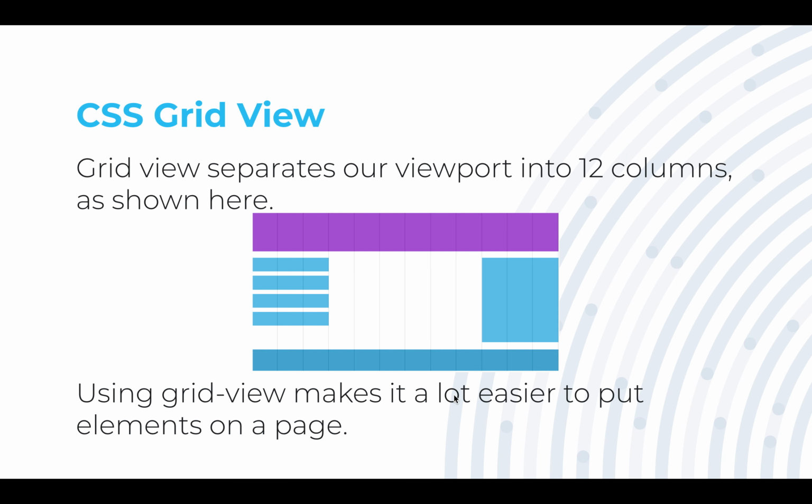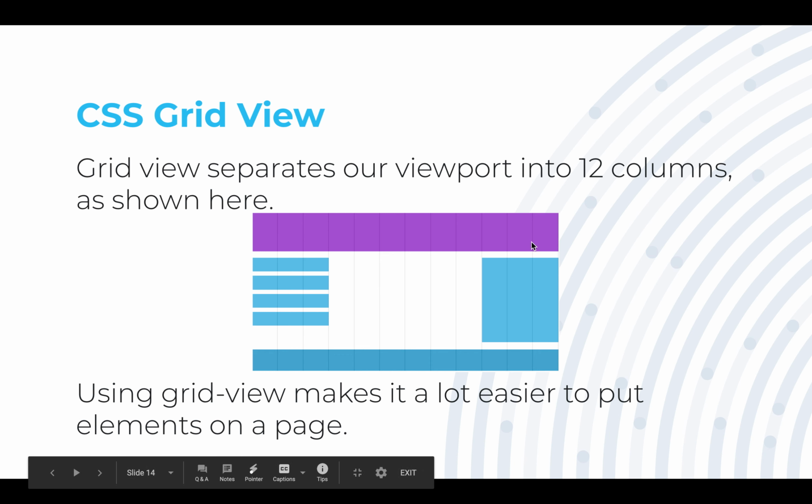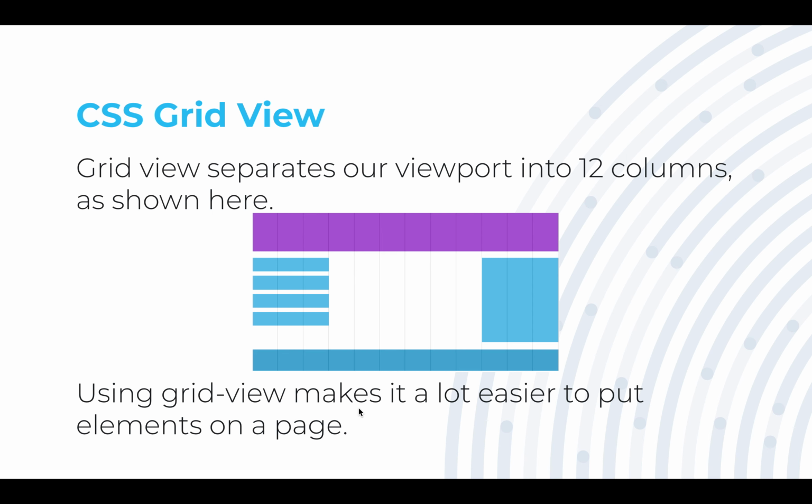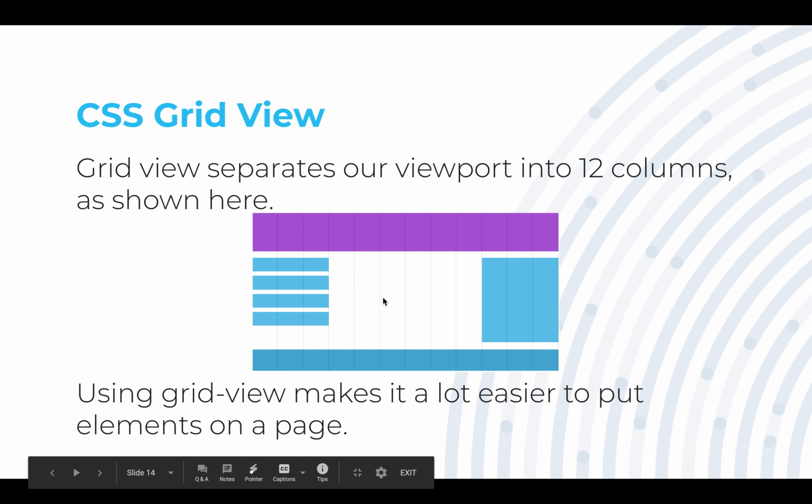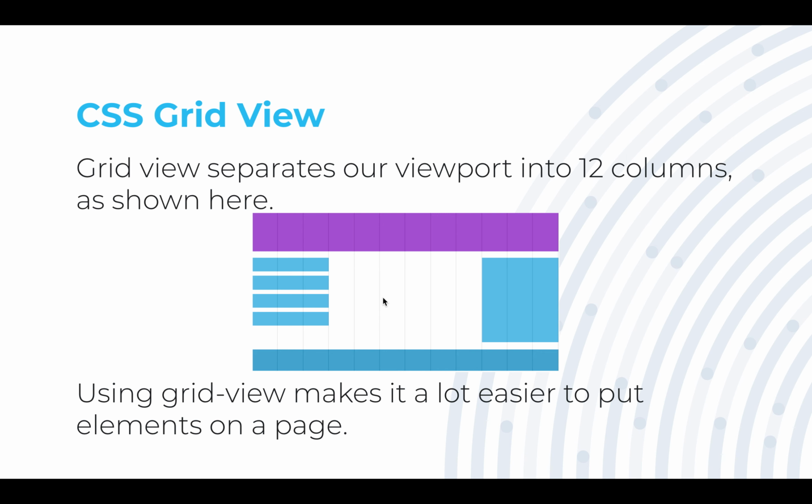CSS grid view. Grid view separates our viewport into 12 columns. Like here, you can see that there are 12 columns, and this makes it a lot easier to put elements on a page. You can organize it and create layouts. It's super helpful when you're planning out ideas, and I completely recommend that you use grid view, use flexbox, and use different structures to make interesting layouts.